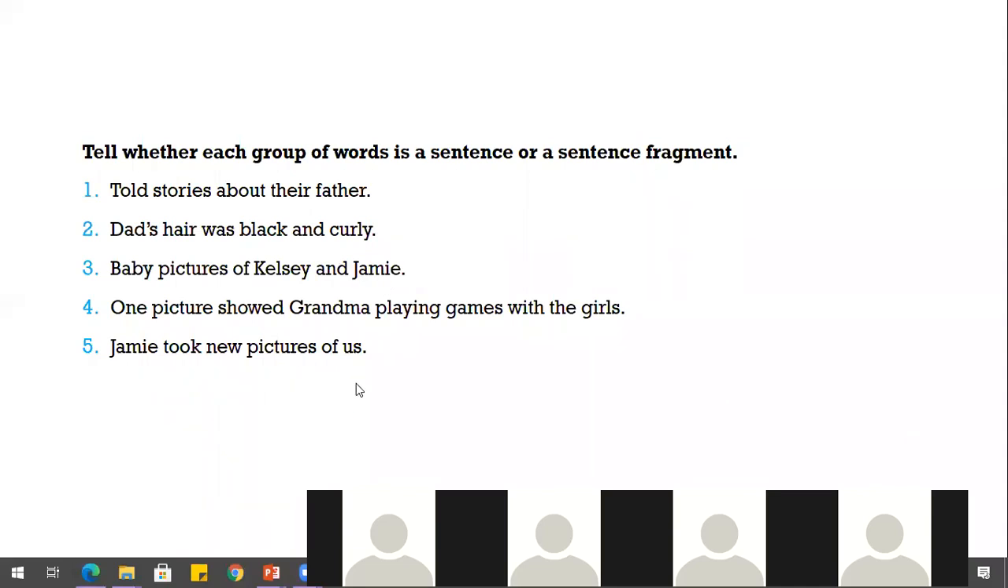Next, Omar Khaled. One picture showed grandma playing games with the girls. Okay. Is this a sentence or fragment? Sentence. Sentence, very good. We have our subject and we have a verb. Mustafa, can you do number five? Jamie took new pictures of us. Okay, yes. This is a sentence, very good. We have both the subject and a verb.